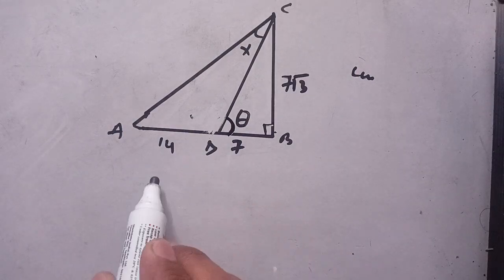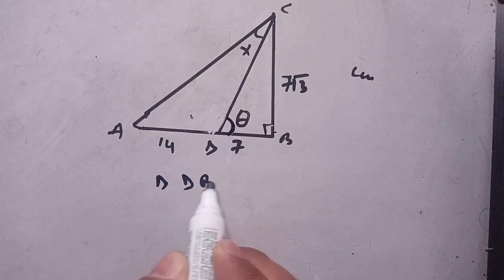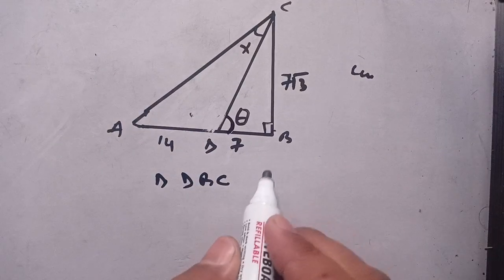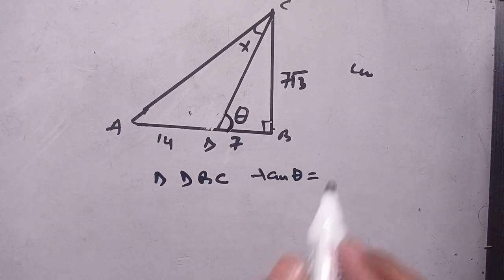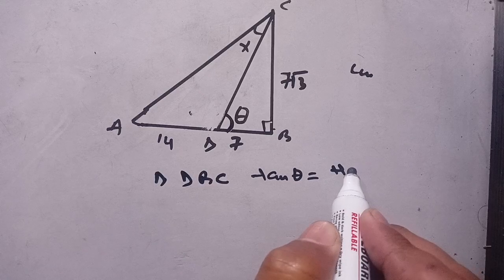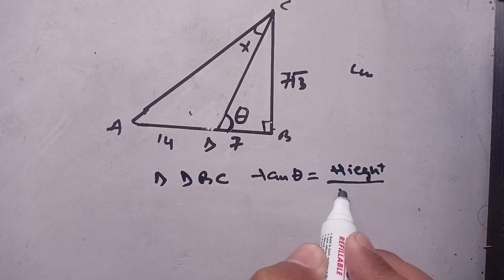Now we take the triangle DBC. Now, here tan theta is equal to height divided by base.